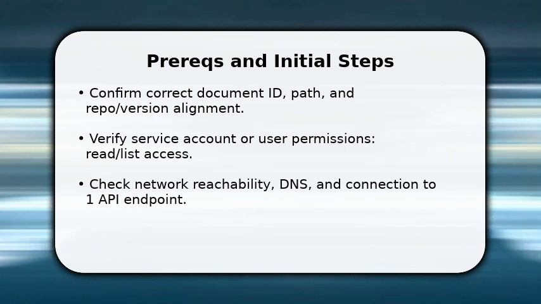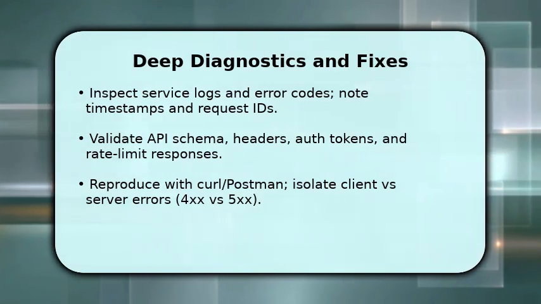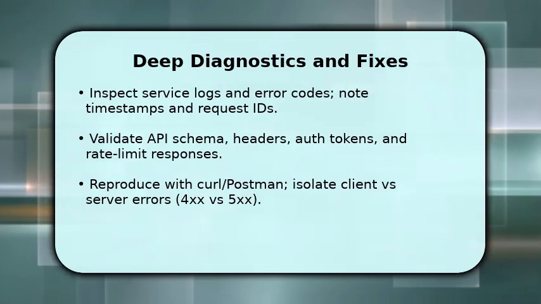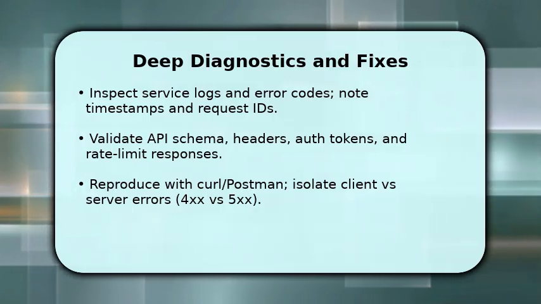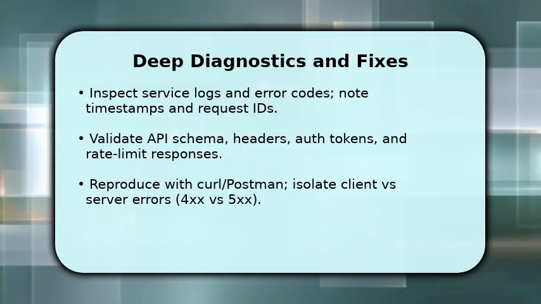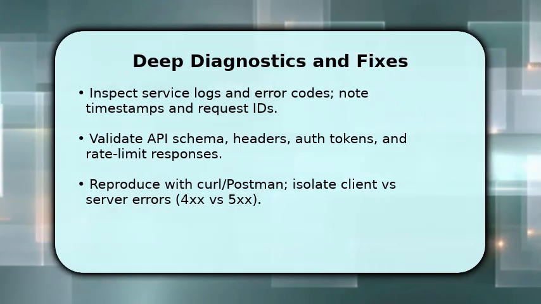You should now dig into diagnostics to find the root cause. Pull service logs around the failure timestamp and capture the request ID. Logs often show malformed requests or permission denials. Validate that your request headers, auth tokens, and API schema match the current spec. Tokens can expire or scopes change.